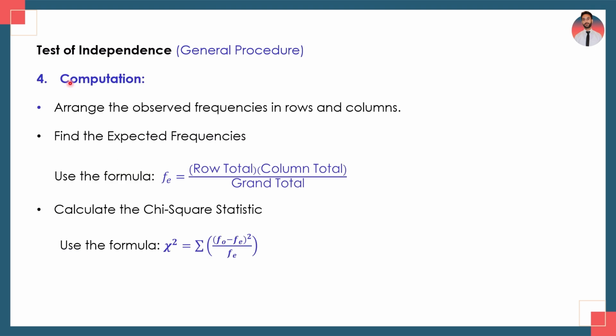Now the fourth step is computation. First we arrange the observed frequencies in rows and columns. Now find the expected frequencies using the formula. Against each observed frequency we find the expected frequency by using the formula: row total into column total over grand total. Then find the value of chi-square using the chi-square statistic: chi-square equals summation of (FO minus FE) whole square over FE. This is the fourth step of computation.